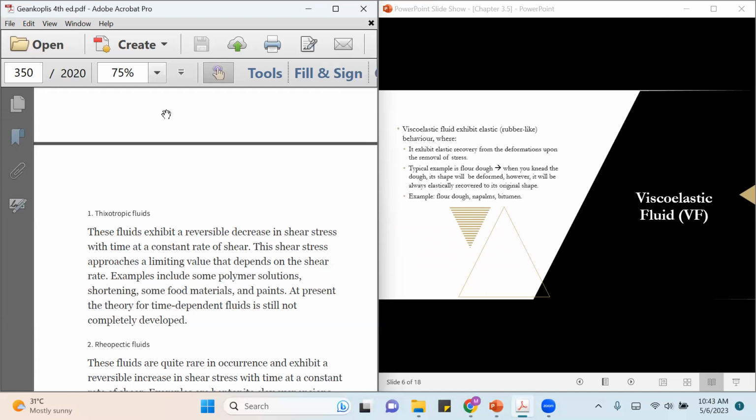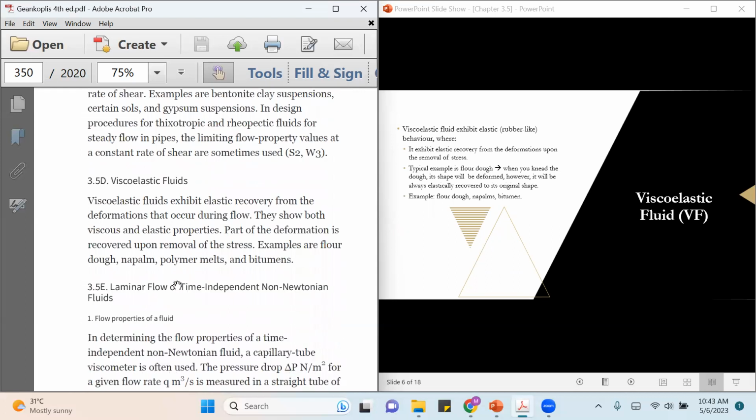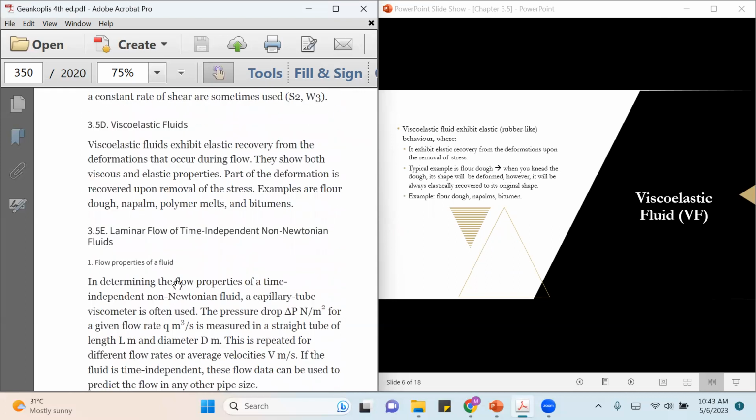Okay, and then we actually know another type of non-Newtonian fluid. We call it viscoelastic fluid, which exhibits elastic behavior. So it's like rubber. It exhibits elastic recovery from deformation upon the removal of the stress.